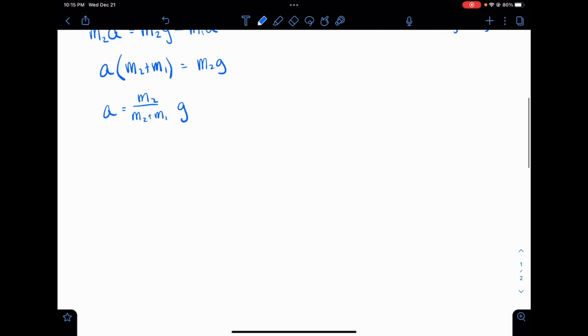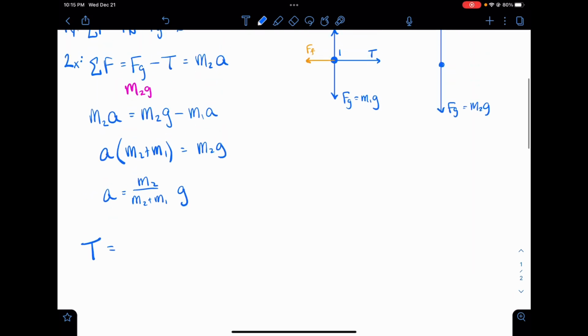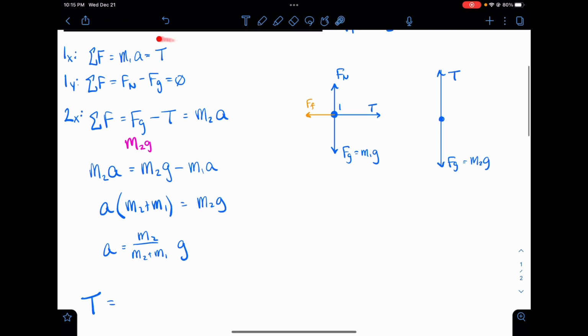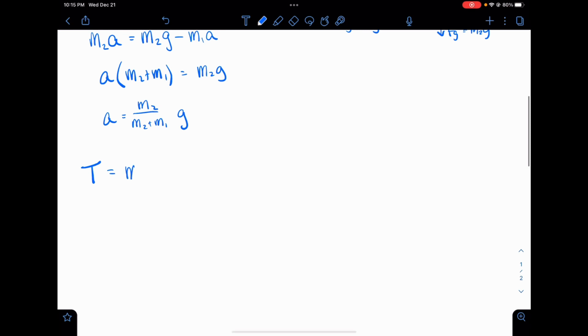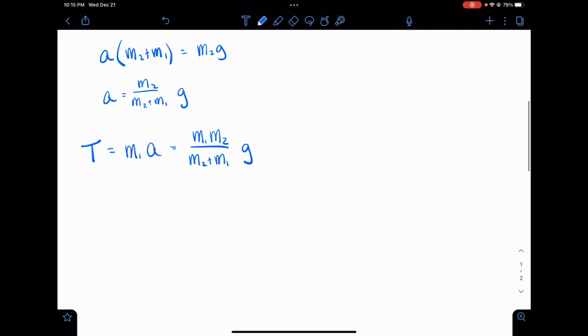All right. Now, if we want to solve for tension, we can go back and plug in. Tension equals, in this equation right here, M1 times acceleration. So if we have acceleration, it's going to be M1 times acceleration. We're just going to get M1 times M2 over M2 plus M1 times G. And this is our tension force.